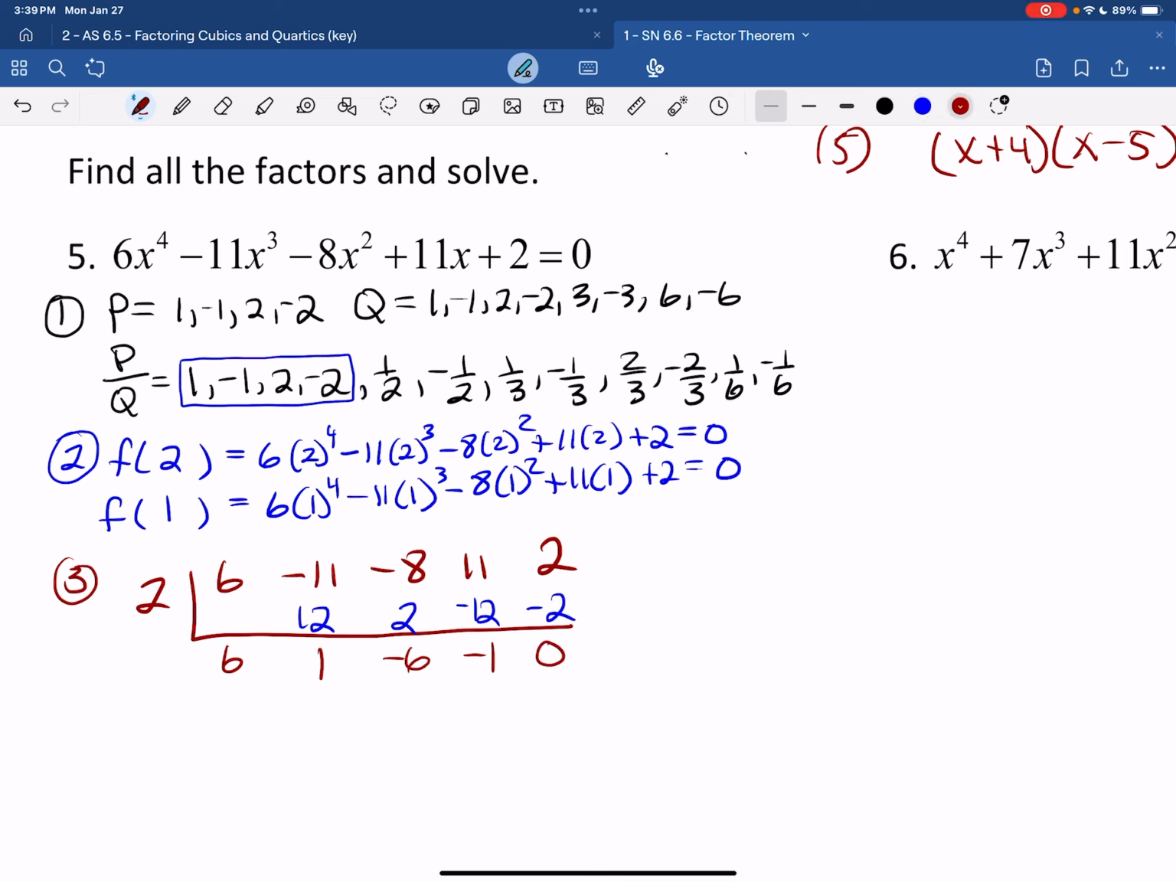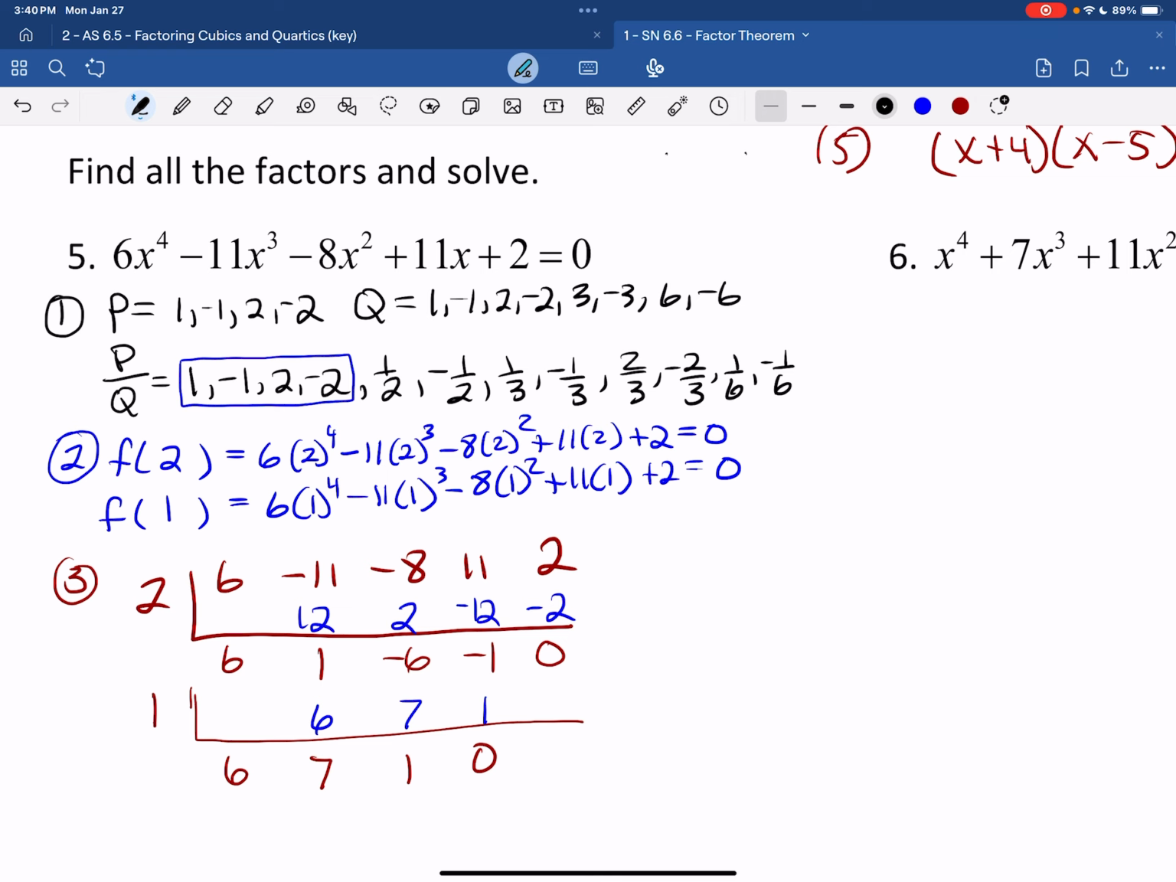Now here's the really cool thing about doing synthetic division twice: I don't have to rewrite this. All I need to do is draw another synthetic division sign. I'm now going to synthetically divide by 1. I bring down the 6. 1 times 6 is 6. 1 plus 6 is 7. 1 times 7 is 7. Negative 6 plus 7 is 1. And 1 times 1 is 1. Negative 1 plus 1 is 0. Nice.